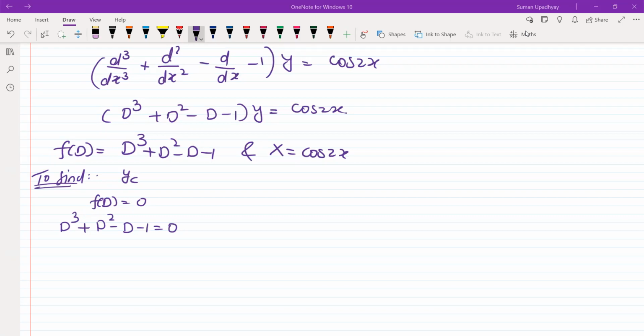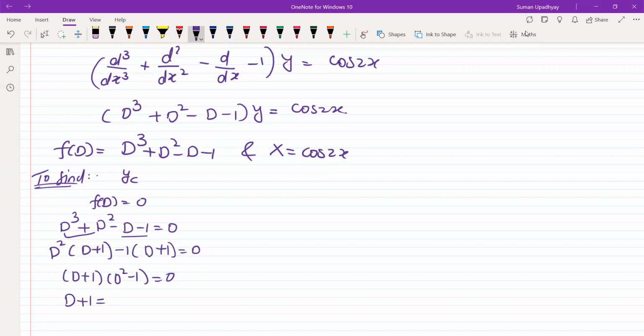Ma'am, we'll take d square common first from the first two terms. Okay, so d plus 1 will come. Yes, d plus 1, and from the last 2 terms we'll be taking minus 1. Very good, absolutely right. So you'll be left with d plus 1 and d square minus 1. Then either d plus 1 is 0 or d square minus 1 is 0.